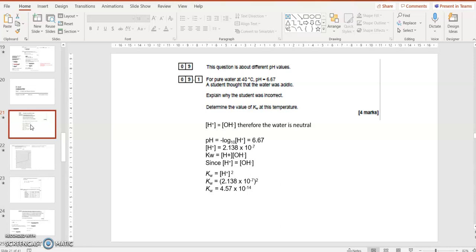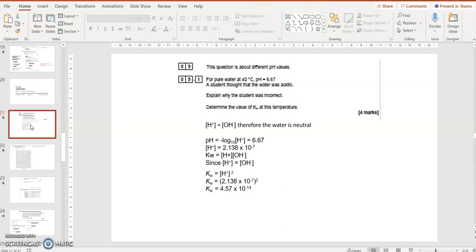The student thought the water was acidic. No, just because you've got more H+ in the mix doesn't mean that it's acidic. It's neutral, because for pure water, H+ concentration equals OH- concentration. Nothing to do with pH. pH is minus log to the base 10 of H+ concentration. pH is giving you 6.67.